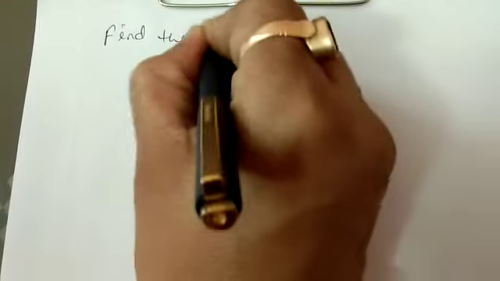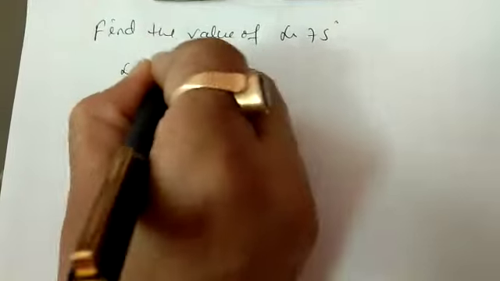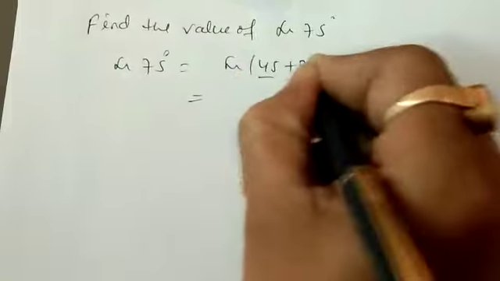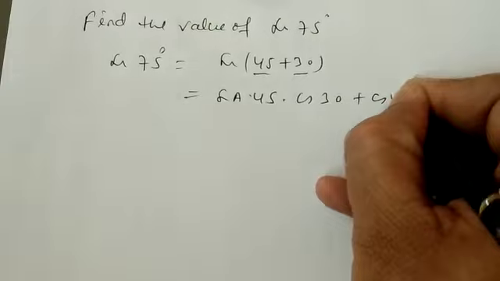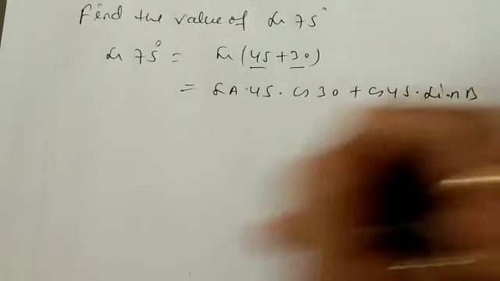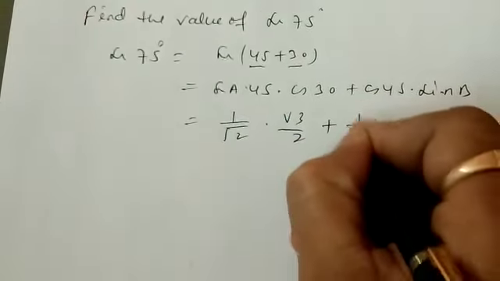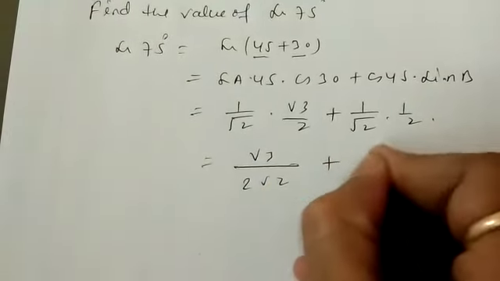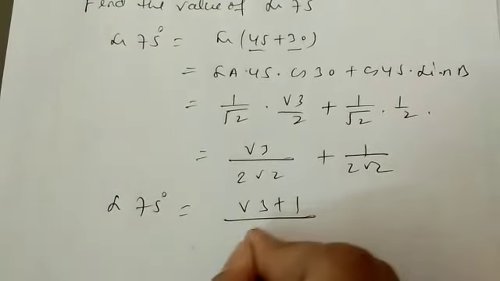Let's take an example. Find the value of sin 75. So sin 75 is equal to, we can write, sin of 45 plus 30. Sin A plus B is sin A into cos B plus cos A into sin B. Sin 45 is 1 upon root 2, cos 30 is root 3 by 2, cos 45 is 1 upon root 2, sin 30 is 1 by 2. So root 3 upon 2 root 2 plus 1 upon 2 root 2. So sin 75 is equal to root 3 plus 1 upon 2 root 2.